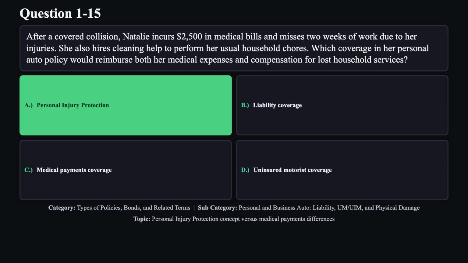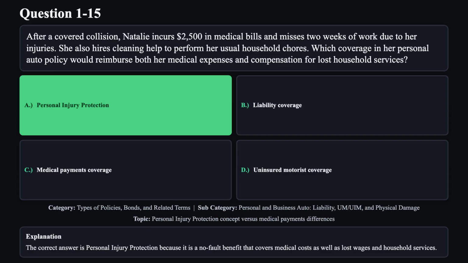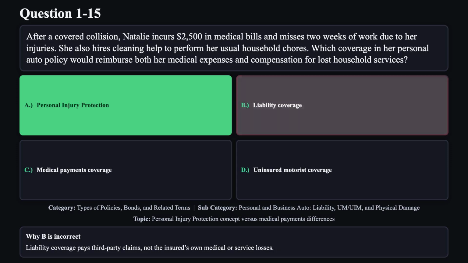The correct answer is A. The correct answer is personal injury protection because it is a no-fault benefit that covers medical costs as well as lost wages and household services. Reason B is not correct. Liability coverage pays third-party claims, not the insured's own medical or service losses.